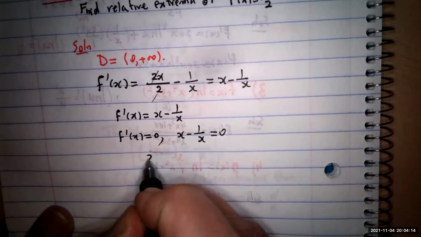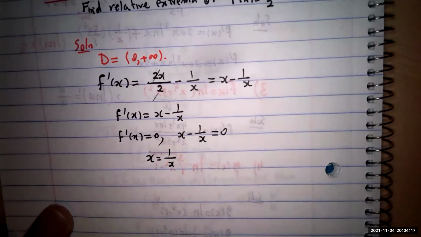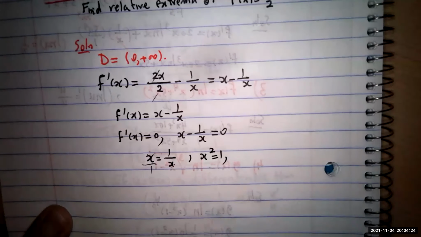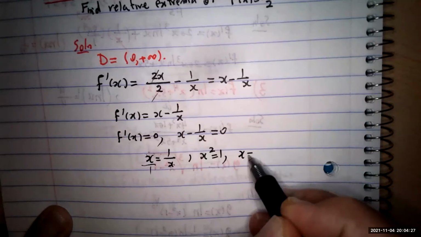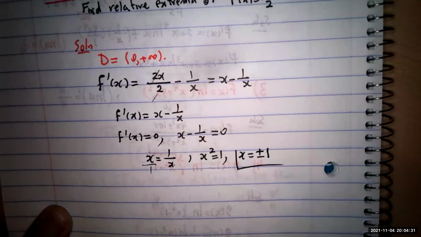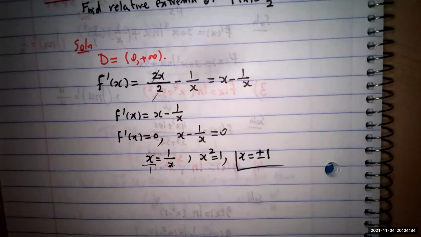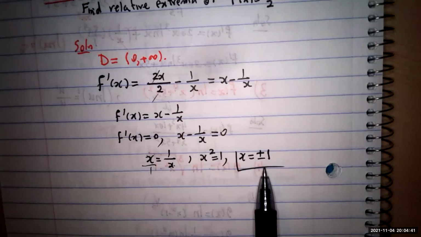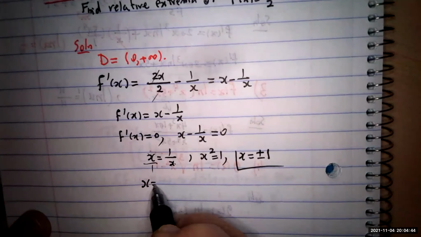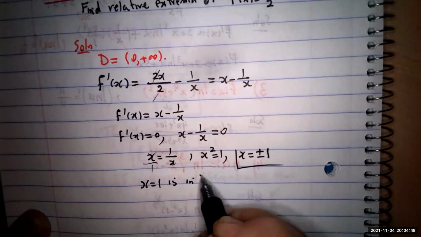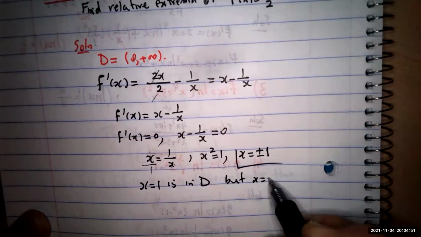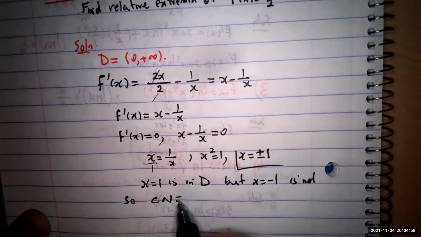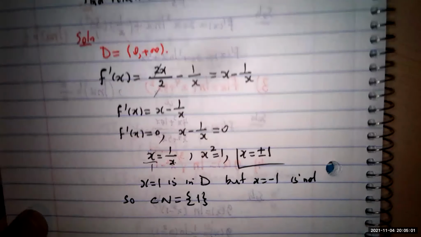So I move the 1 over x to the other side. Now I can cross multiply. X times x would be x squared. I get x squared equal to 1. So I take the square root. X would be positive or negative 1. Okay, so it seems both of them are going to be critical numbers, but not. What is the domain? The domain is positive numbers. So you have to drop the negative 1. Okay, so x equal to 1 is fine, it is in the domain, but x equal to negative 1 is not. So we have only one critical number. The critical number is going to be 1. Any question?